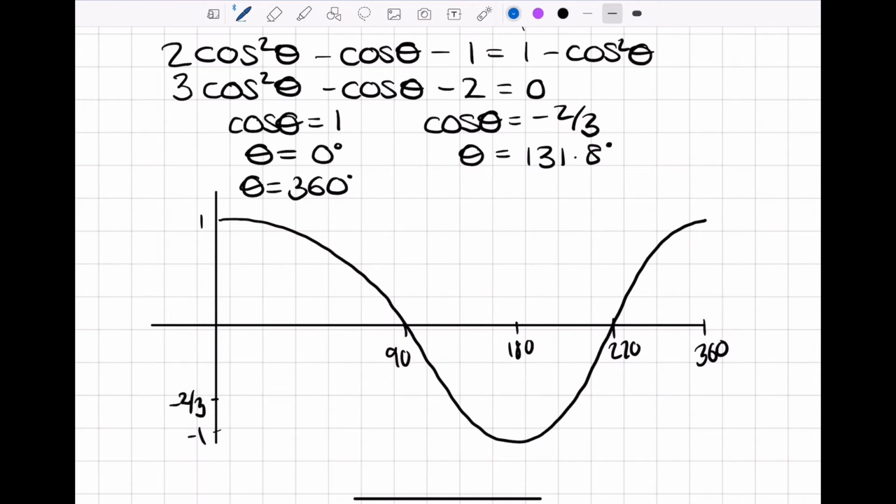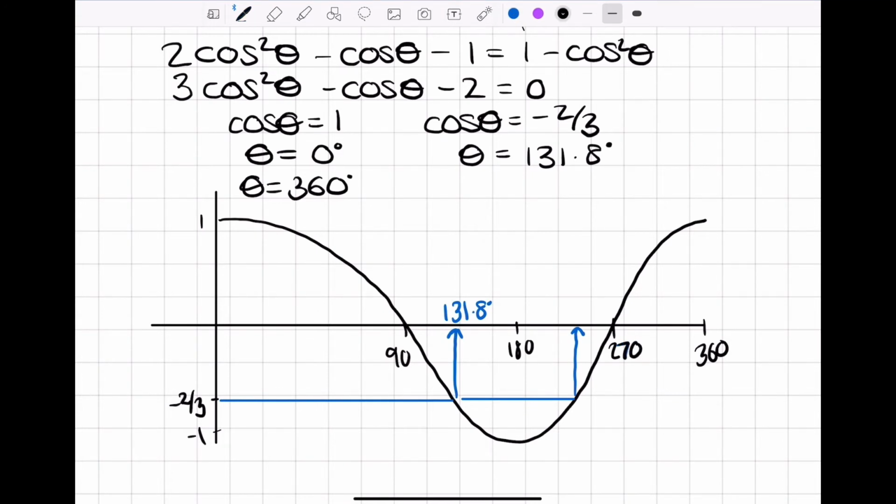on my graph, if we go along first, we get to our first solution. That was 131, which the calculator gave me. That fits nicely between 90 and 180. So if we carry on with this line, we'll find our next solution of minus 2/3. This one should fit nicely between 180 and 270 on that graph.